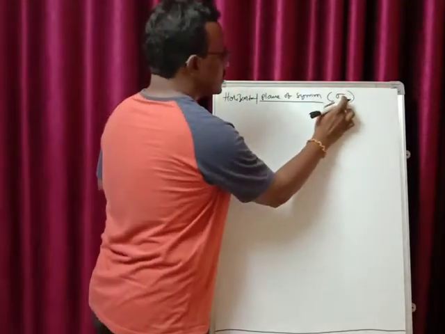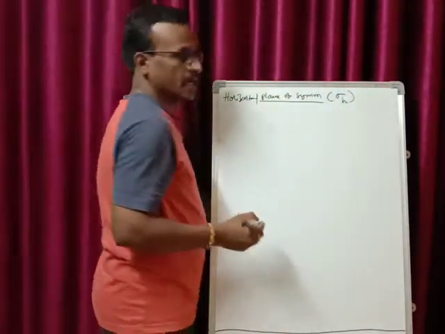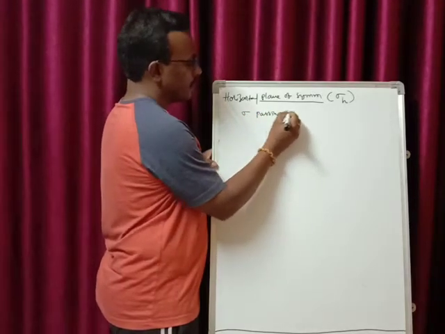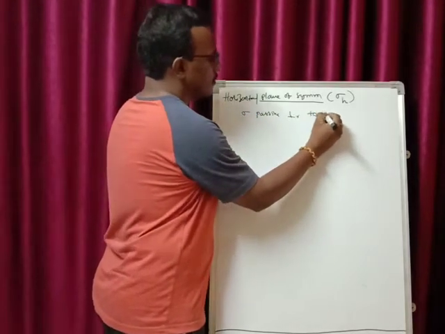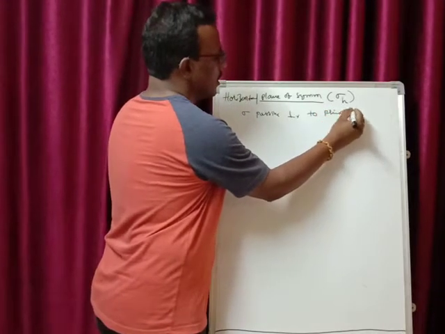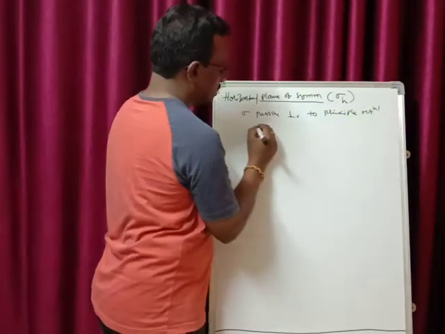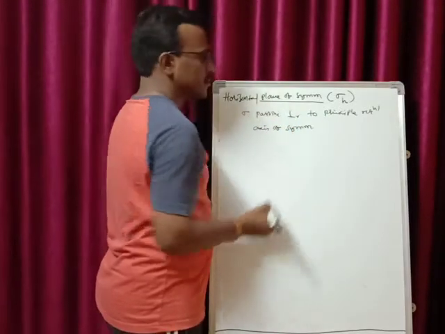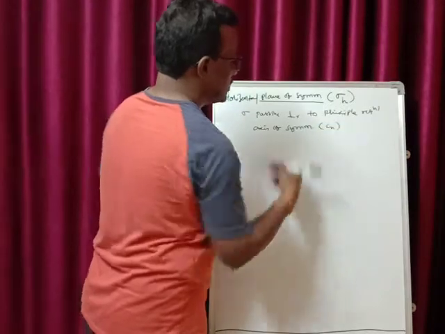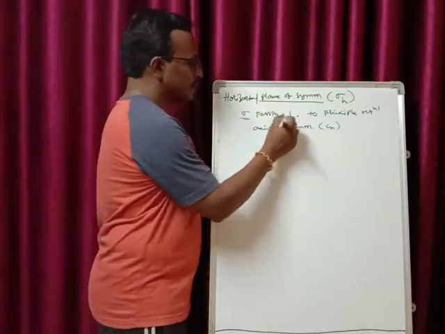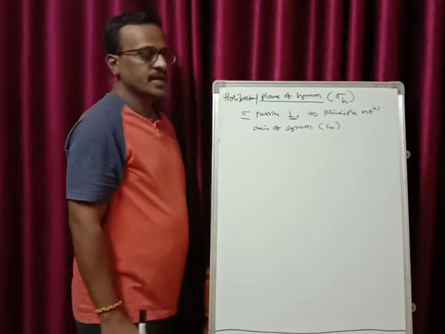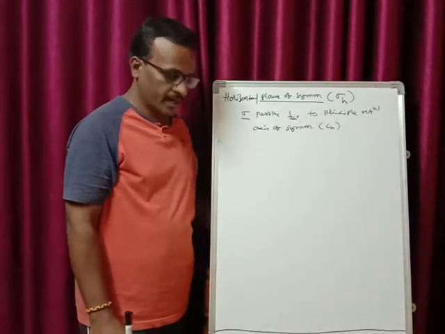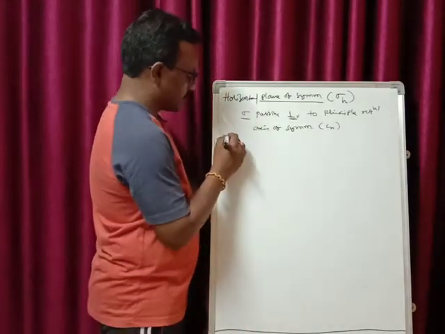Horizontal plane of symmetry, which is given as sigma h. The condition is that the sigma plane is passing perpendicular to the principal rotational axis of symmetry, Cn. That is, sigma is perpendicular to Cn. If that is the case, we call it a horizontal plane of symmetry. Let us take the example for this.